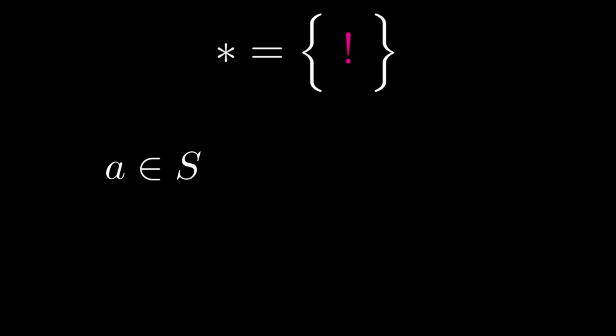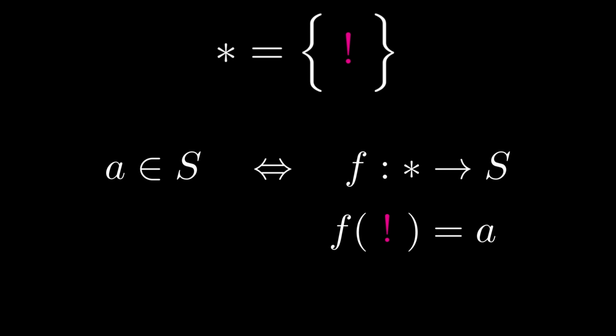I just said that we can give otherwise indistinguishable elements meaning through the use of functions. We can take this one step further. Elements themselves can also be represented with functions. Let this asterisk represent a singleton set with exactly one element, and I'll call the element bang. With this set, we can identify elements A of a set S with functions from this singleton into S, where the unique element bang goes to A.